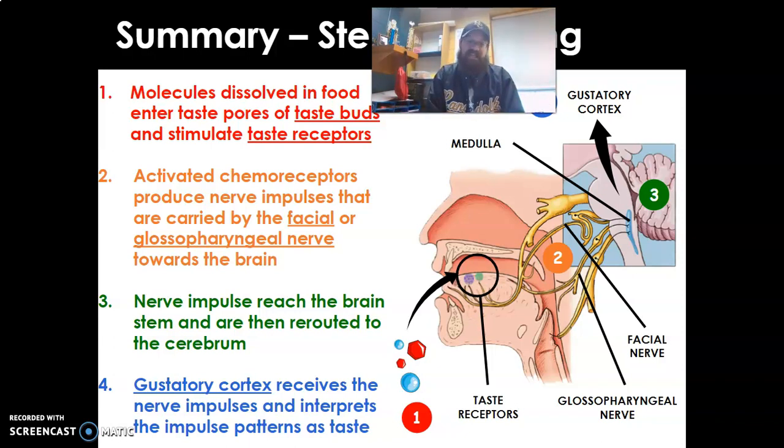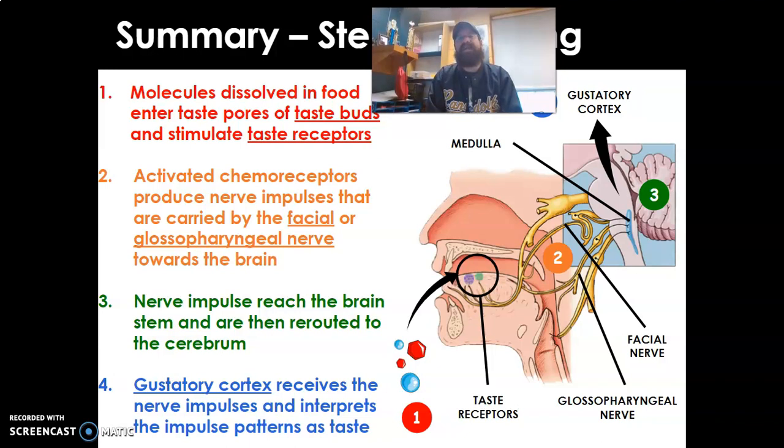From there, those activated chemoreceptors, or the taste receptors in the taste buds, carry nerve impulses along these nerves to our brain. Once it reaches the brain, it's rerouted to our cerebrum. And there, the gustatory cortex receives the nerve impulses and makes sense of it.